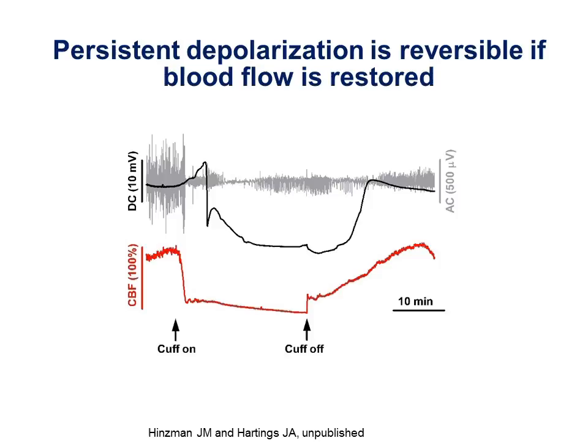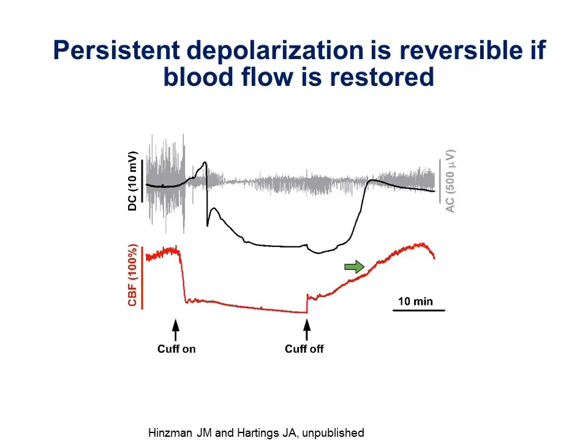And this is because persistent depolarization is reversible as well, as evidenced by this experiment, in which, again, global cerebral ischemia is induced by inflating cuffs around the carotid and vertebral arteries. After the last cuff is inflated, again, you see the silencing of brain activity, and a few minutes later, the terminal depolarization of tissue. This depolarization persists for some 20 minutes in this experiment until the cuff is deflated, allowing blood flow to reperfuse the carotid arteries, and then eventually we see the increase in blood flow in the cerebral cortex.